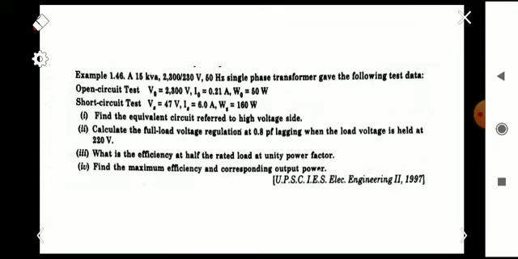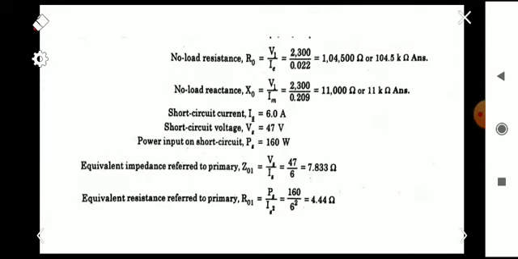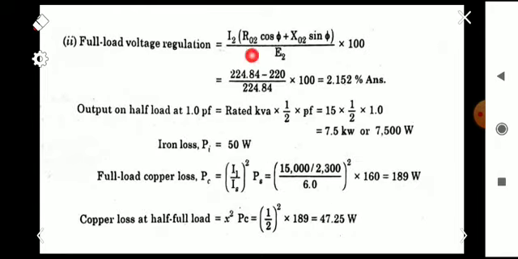That's the second part of this question, that is, calculate the full load voltage regulation at 0.8 power factor lagging when the load voltage is held at 220 volt. We know that the equation for regulation is I2 R02 cos phi plus I2 X02 sin phi, with I2 taken common outside, divided by E2. This is the equation for voltage regulation.